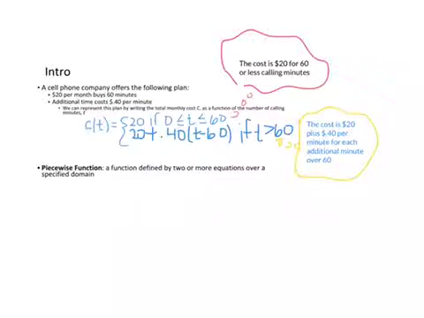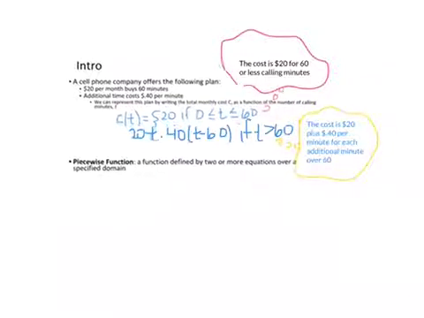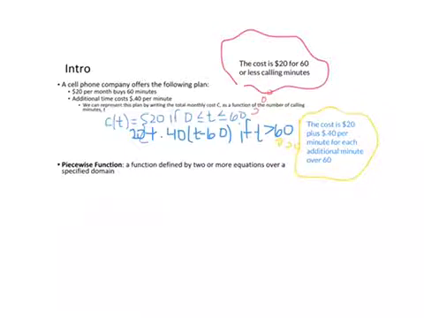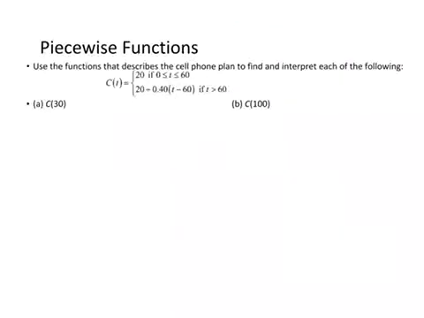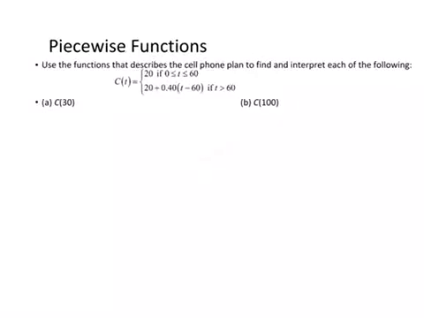This leads us to our piecewise definition. A piecewise function is defined by two or more equations over a specified domain. The domain is these inequalities we just looked at. Now we're going to use that function that describes a cell phone plan to find and interpret each of the following. So the first is c of 30.